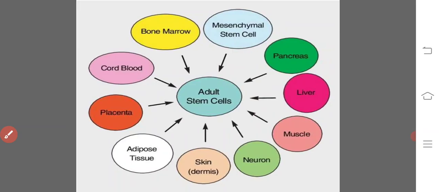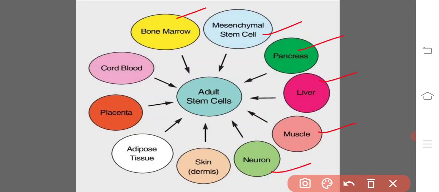Whereas the adult stem cells are present in the adult tissues such as bone marrow, brain and the blood, but are limited in potential relative to embryonic stem cells. When we compare these adult stem cells with the embryonic stem cells, the potency is very limited. They may be present in bone marrow, mesenchyme, pancreas, liver, muscle, neuron, skin, dermis, adipose tissue, placenta, and the cord blood.